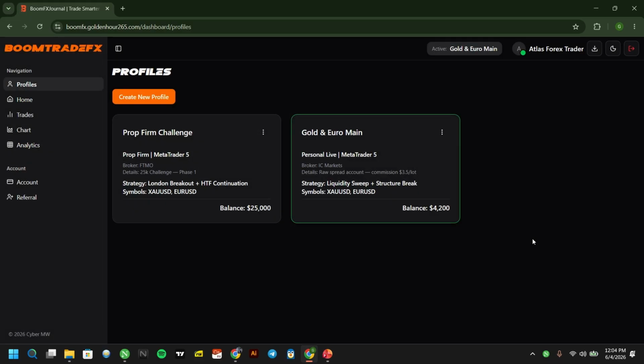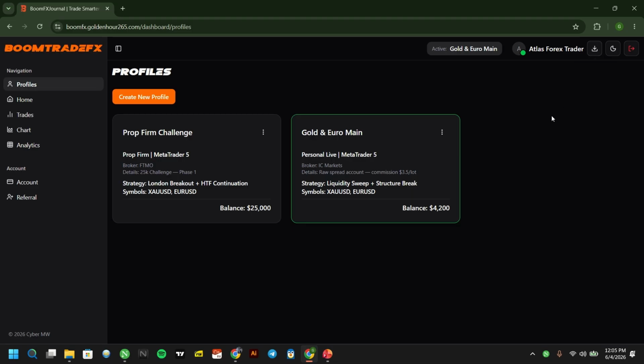Once you've created the profile, it will be displayed in your header right here. That's for the active profile. For example, right now, gold and euro main is the active profile. You also have your name displayed, and you have an export trades button where you can export all your trades. When you're exporting trades, it exports trades from that particular active profile.